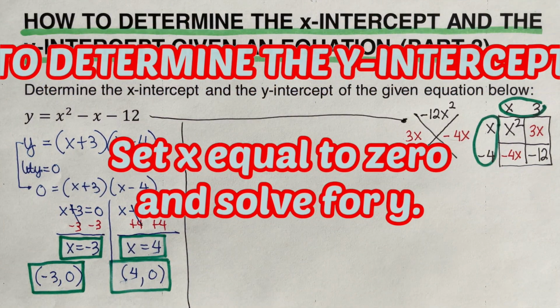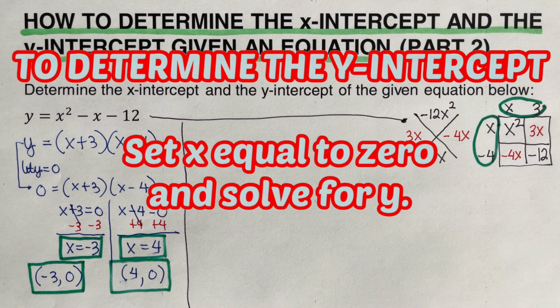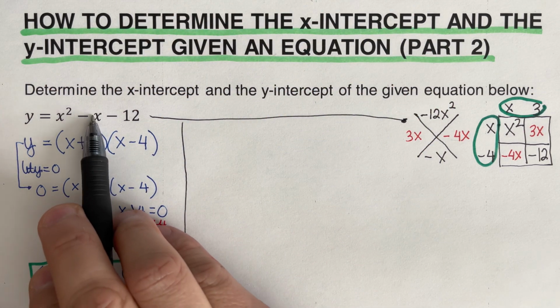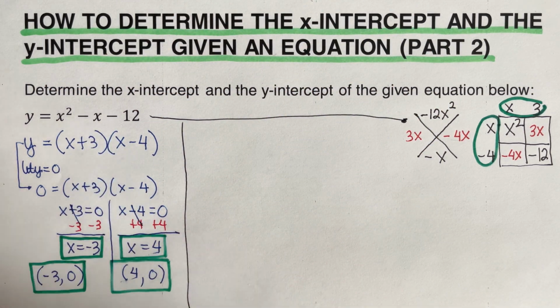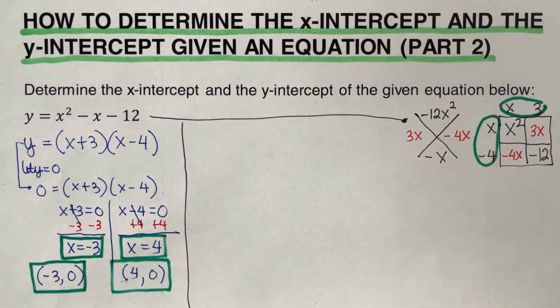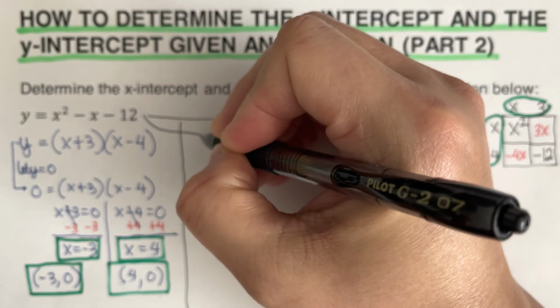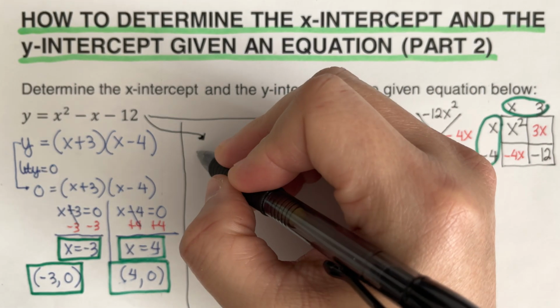To determine the y-intercept, we set x equals to 0 and solve for y. So we can actually use any of these two equations that we have here. It doesn't really matter. We should be able to determine the y-intercept from there. So that we can go ahead and use this first equation that we have here. So let's rewrite this.